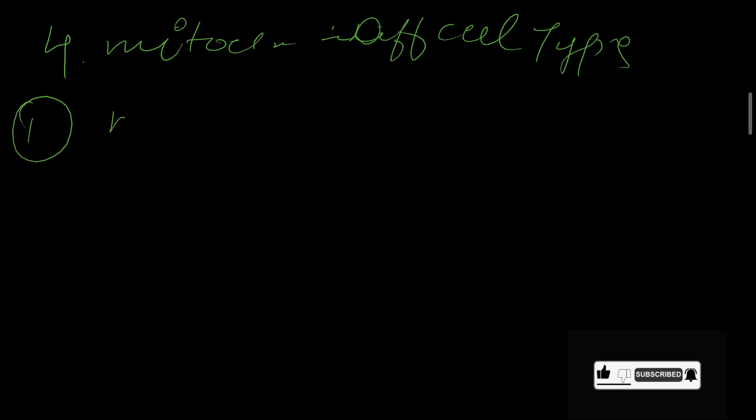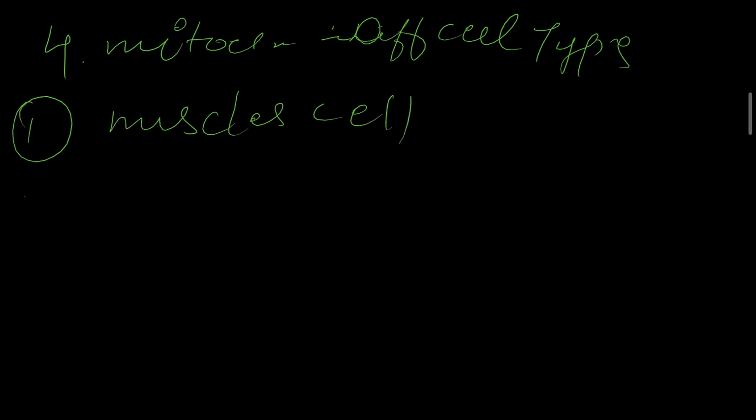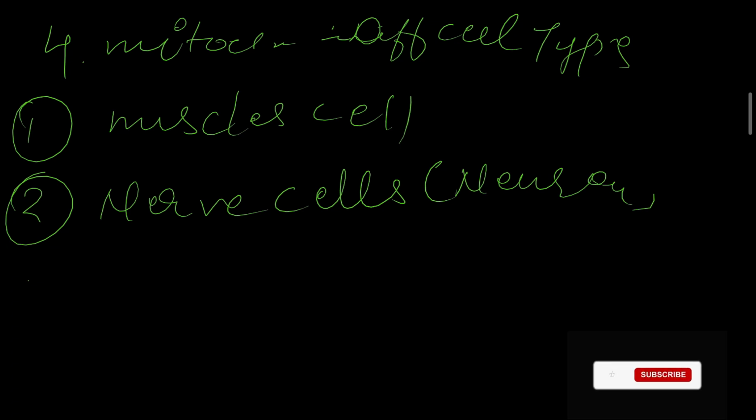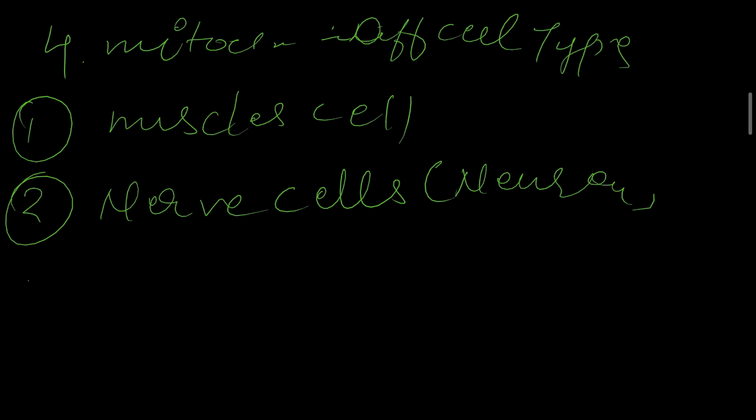First is muscle cells. Skeletal and cardiac muscles have a high number of mitochondria to supply energy for contraction. Second is nerve cells, meaning neurons. Neurons require a constant supply of ATP to support synaptic transmission and maintain proper brain function. Mitochondrial dysfunction in neurons can lead to neurodegenerative diseases like Parkinson's and Alzheimer's diseases.